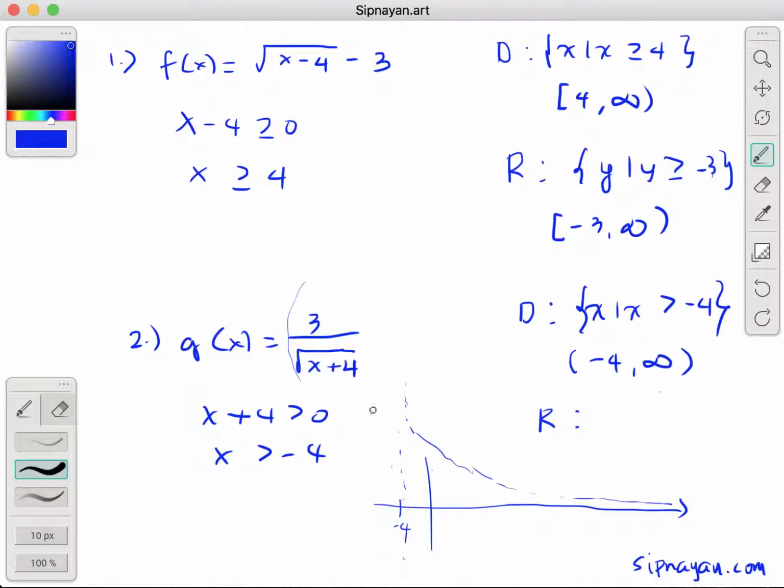So, ganyan siya. Ibig sabihin, yung range natin, ang pinakamababa niya ay 0, pero hindi siya umaabot sa 0. Meaning, not including 0 up to infinity. Yun yung ating range. Or, in set notation, y such that y is greater than 0.